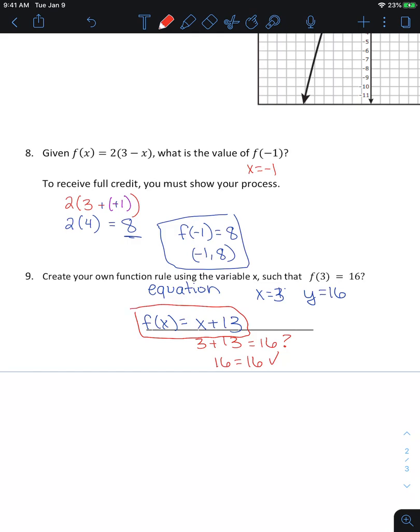Okay, another rule we could have would be what? Anybody got anything else? Let's see. What is 3 times 5? So if I said 5 times 3, that would give me what? 15. If I add 1, that could give me 16, right? So instead of having the 3 here, I'm going to replace it with an x. So I get 5x plus 1 for f of x. So that's another option.